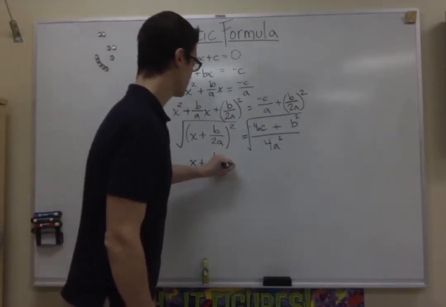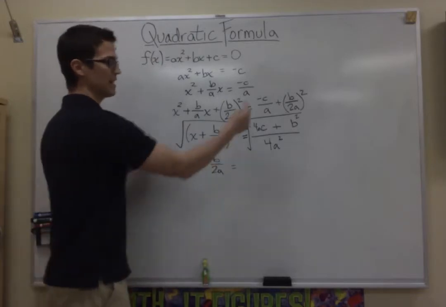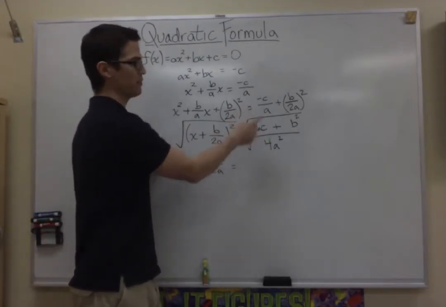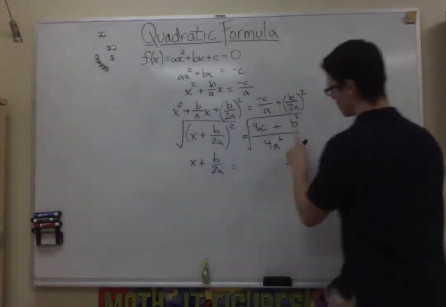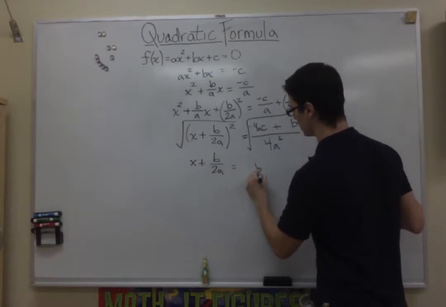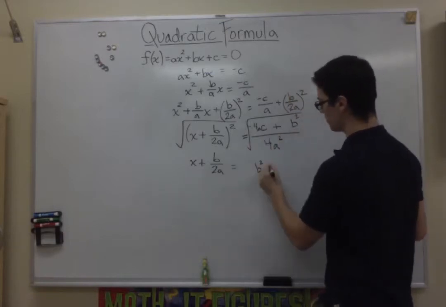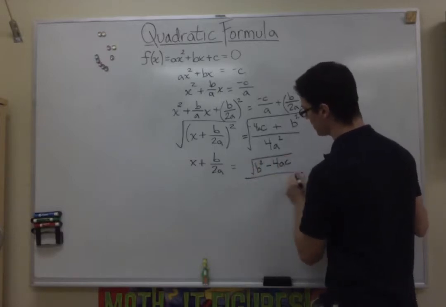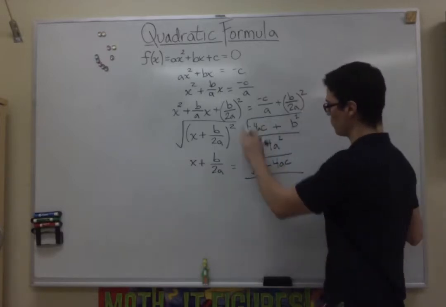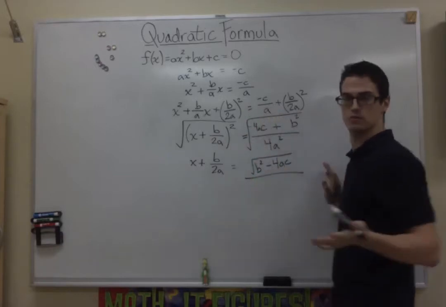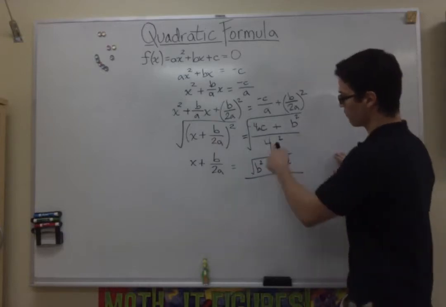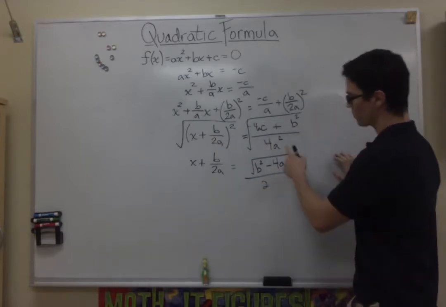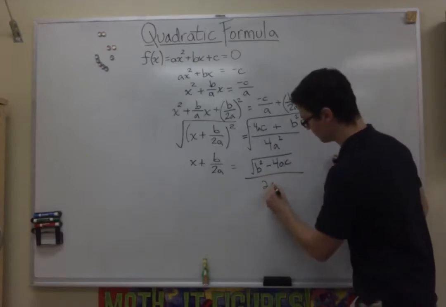And this is going to be equal to, well, since I'm taking the square root, it's the same thing as taking the square root of both the top and the bottom. You can't do much with the top. So I'm just going to write b squared minus 4ac, and I'm just going to square root this. Now what's great about this is we can square root the bottom part. So I'm going to take the square root of 4a squared, and the square root of 4 would be 2, and the square root of a squared would just be a.